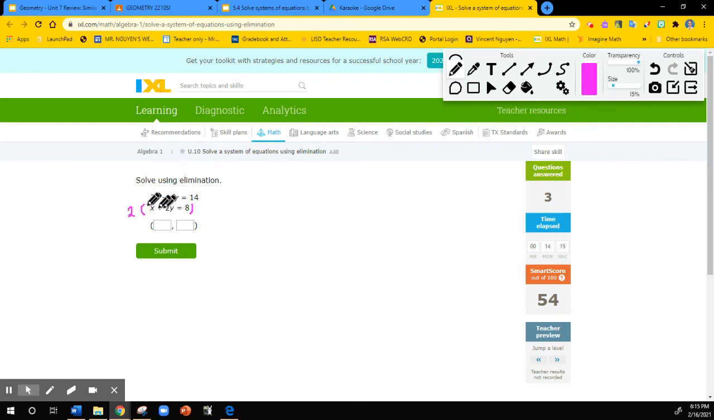But here I want to look at the second equation and I want it to match the top equation, okay? And I have two ways to do that. All right, so the top equation stays the same.